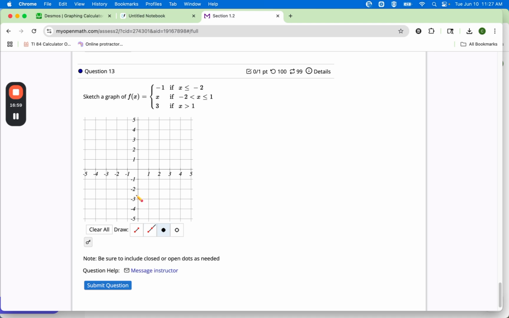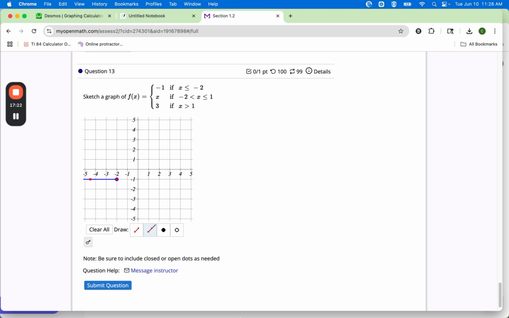So select the dot, and you're going to see a little pencil on MyOpenMath. Just put a dot there. And then I want everything to the left of that on negative 1. So then I choose this one right here. That's my ray feature. Then I draw it going out that direction. So that is y equals negative 1 if x is less than or equal to negative 2.